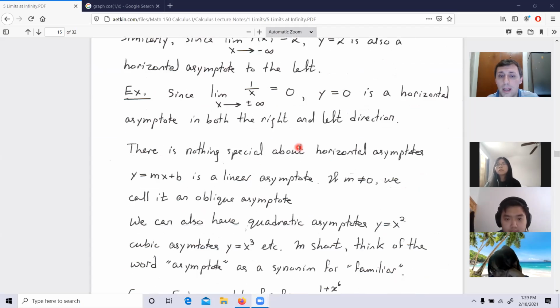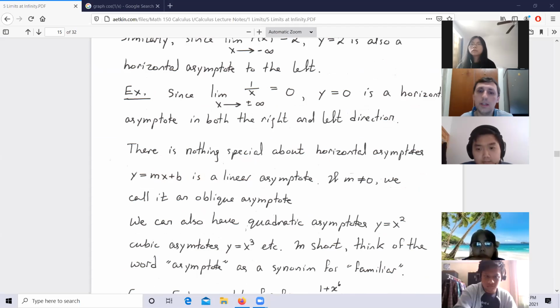Okay? Now, again, there is nothing at all special about a horizontal asymptote. You can have an equation of the line mx plus b, and that will be called, in general, an oblique asymptote. You understand? If you scroll to the right or to the left and you see a straight line but not a horizontal one, you can still say that, why not? That's an asymptote, right? In other words, when you say I have an asymptote, you're saying I'm observing some familiar shape. That's all you're saying, okay? And what is that familiar shape? It could be a horizontal line, or it could be a slanted line.